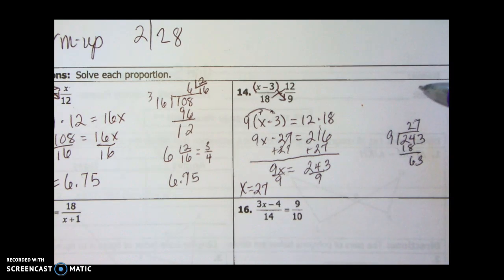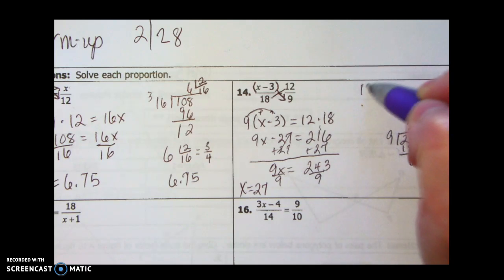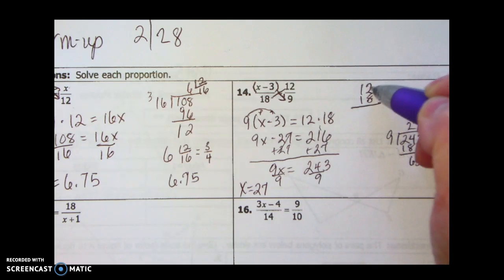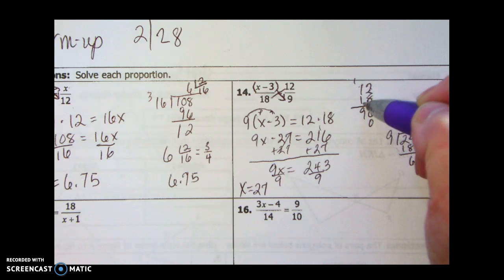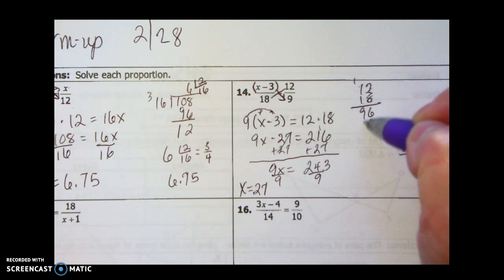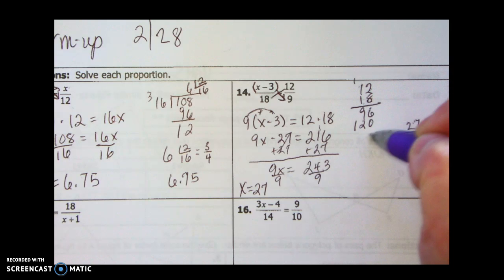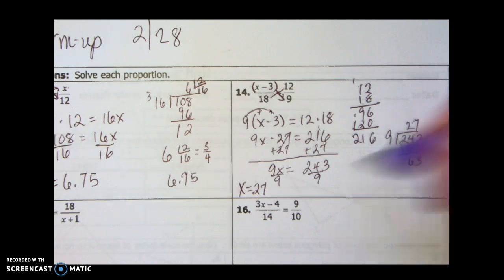Now I'm just going to do a reminder here of the multiplication. 12 times 18. 2 times 8 is 16. Carry the 1. 1 times 8 is 8 plus 1 is 9. Put a 0 here. Start the new column. 1 times 2 is 2. 1 times 1 is 1. Add the numbers. 6, 11, 2. 216. That's how we got that.